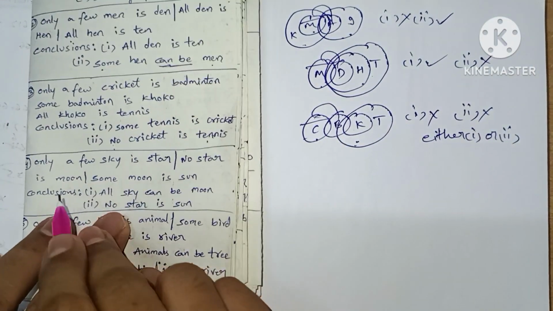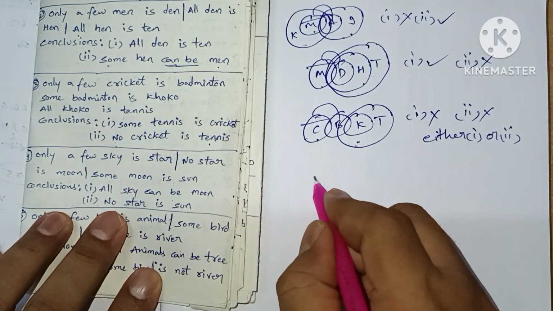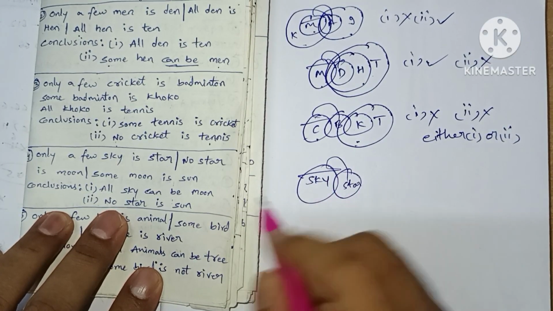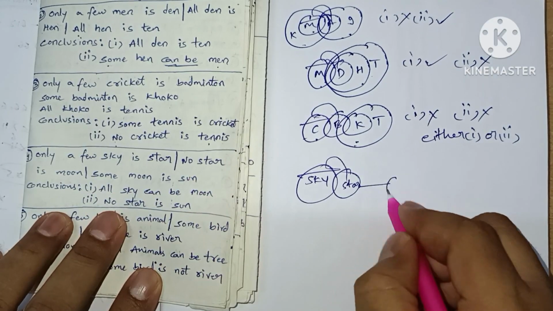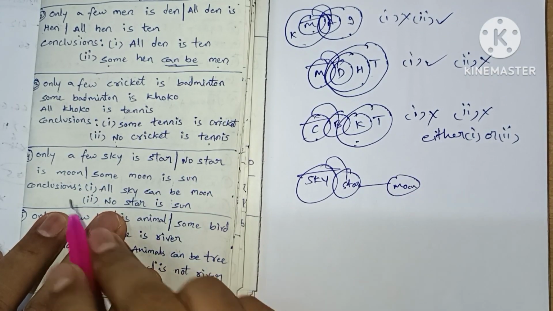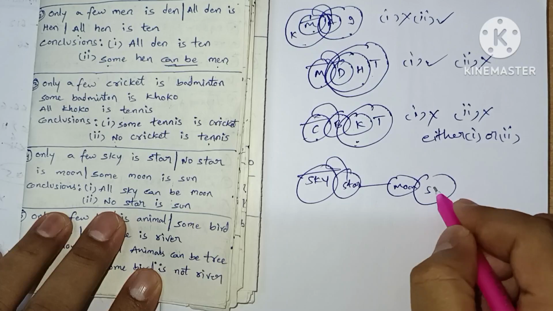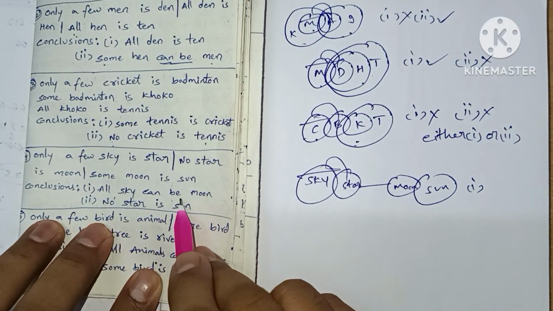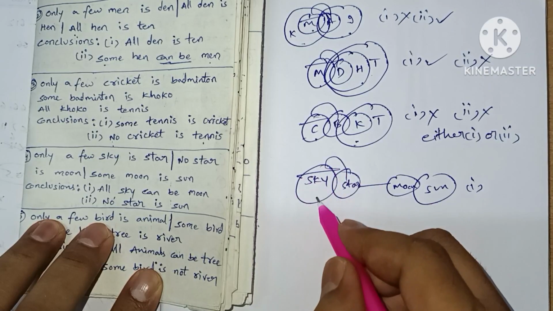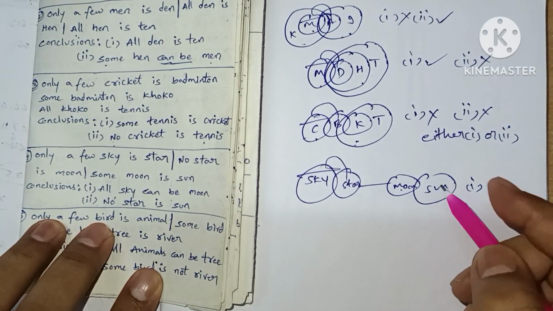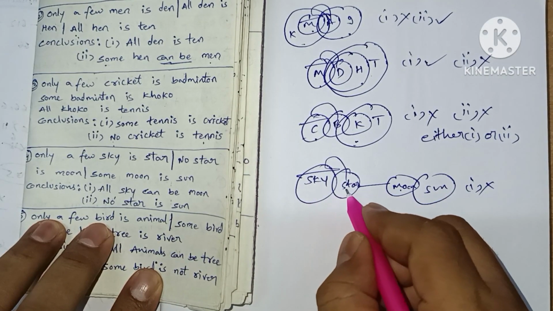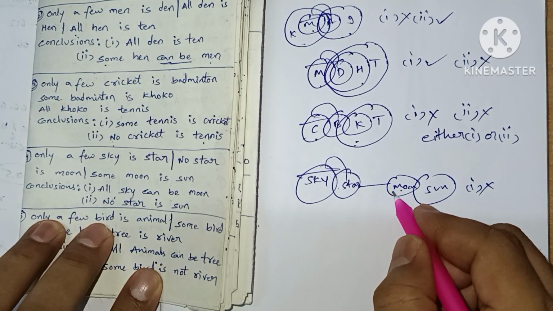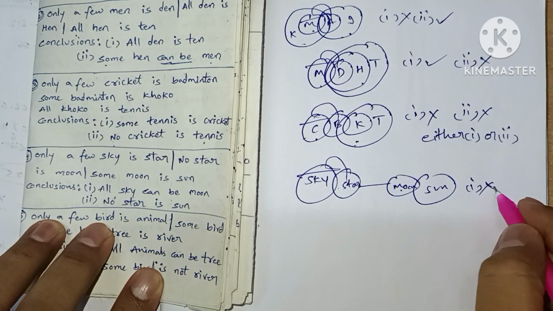Next one. Only a few sky is star. No star is moon. Some moon is sun. Let's see conclusions. First conclusion. All sky can be moon. All sky inside moon. No, it is not possible because some part of star is coming inside sky, but star and moon cannot be sharing some part. So the first conclusion will be false.